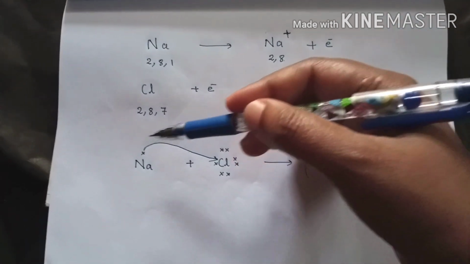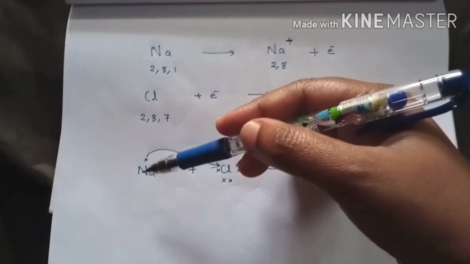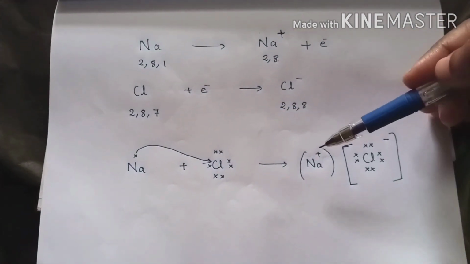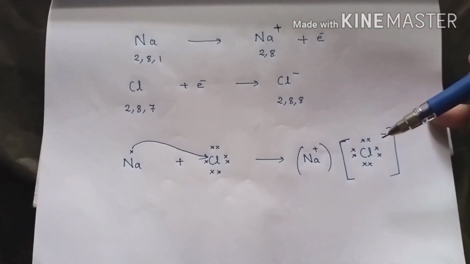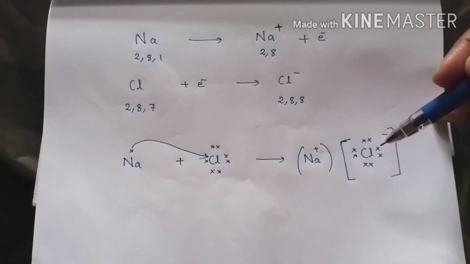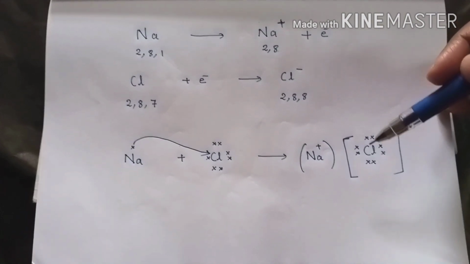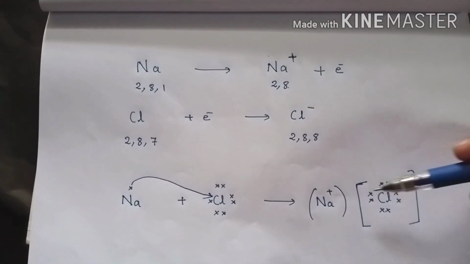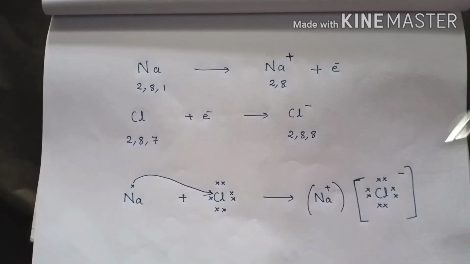So sodium atom donates one electron to chlorine atom. As a result, sodium is converted to Na+ ion and chlorine is converted to Cl- ion. These are two oppositely charged ions and they bind together by electrostatic force of attraction, and it exists as NaCl or sodium chloride.